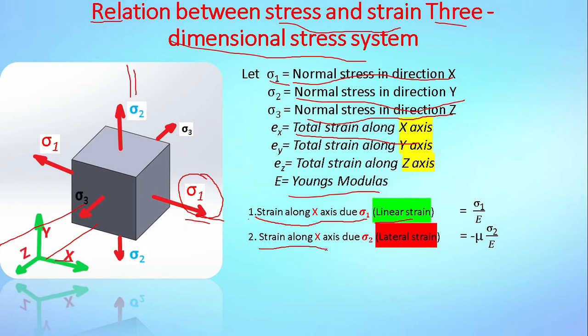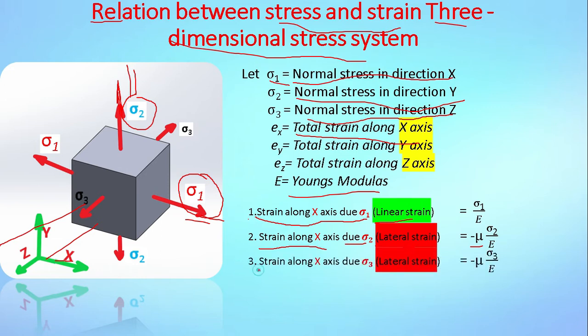Next, strain along x direction due to the effect of this sigma 2. Now this x direction is a lateral direction for this sigma 2. So the lateral strain can be calculated as minus mu multiplied by the linear strain along this direction. So minus mu multiplied by the linear strain in this direction, sigma 2 divided by E.